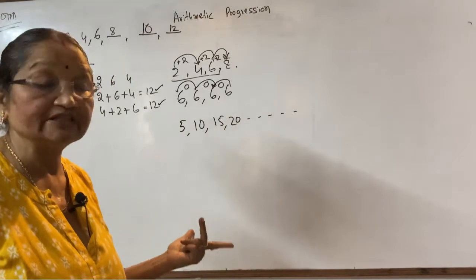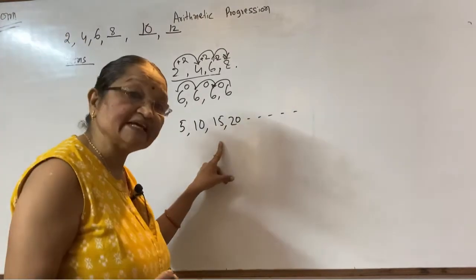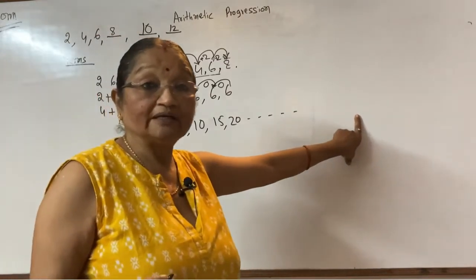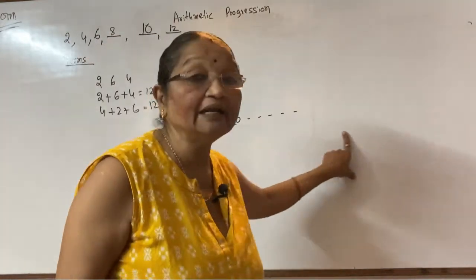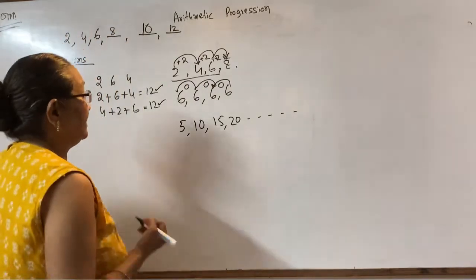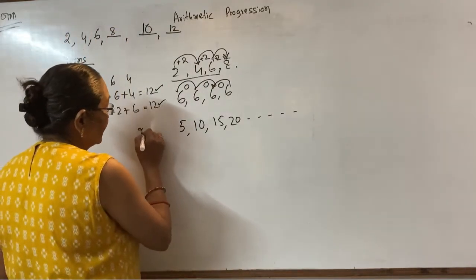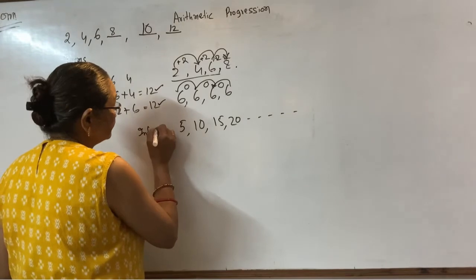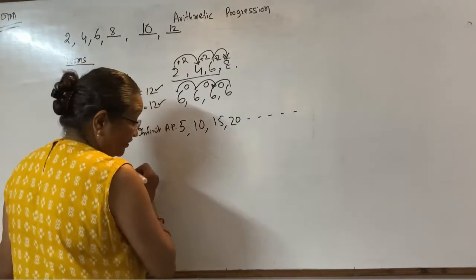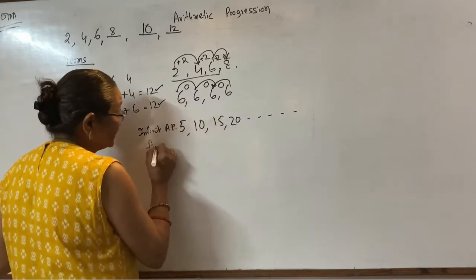The common difference is the same. That's why we say it is AP. But what type of AP? It is not limited. Unlimited terms are there. That's why we are saying it is an infinite AP. Infinite. Okay.